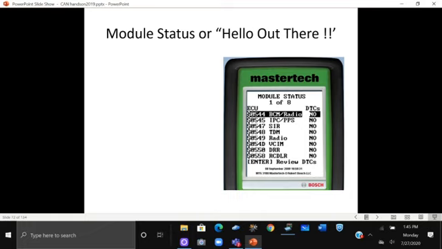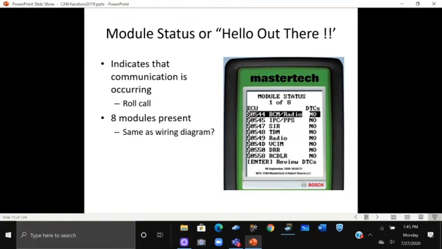So what the scanner says is, hey, I asked a question, I took roll call, just like my teacher always used to do. I took roll call, and I had 8 students here, and they all raised their hand, and they all did their homework. All right, so we're in great shape. This indicates that communication is occurring. We have 8 modules present.